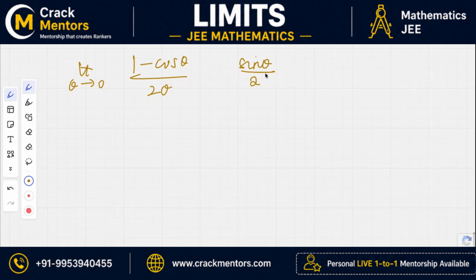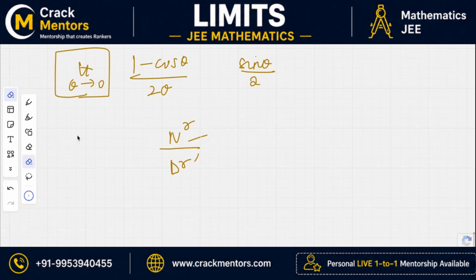So probably I've made a mistake here. What was it? Isn't this u by v format? So do you want to use the u by v quotient rule? No, no, no, one second. Whenever we use L'Hospital's rule, we differentiate the numerator separately and the denominator separately.